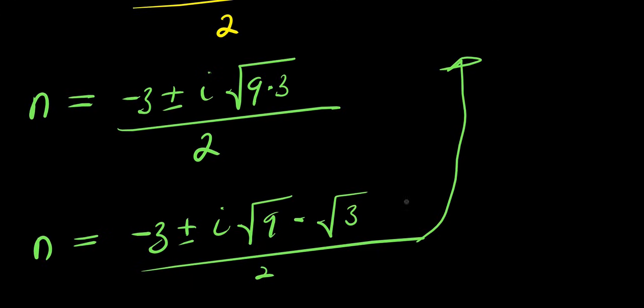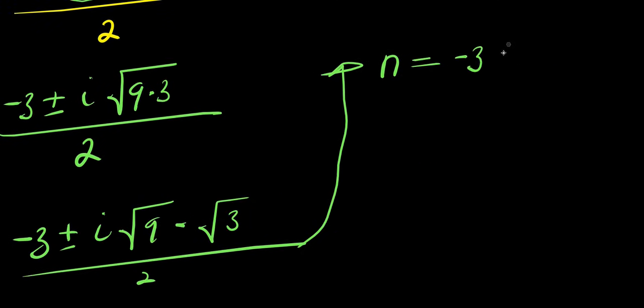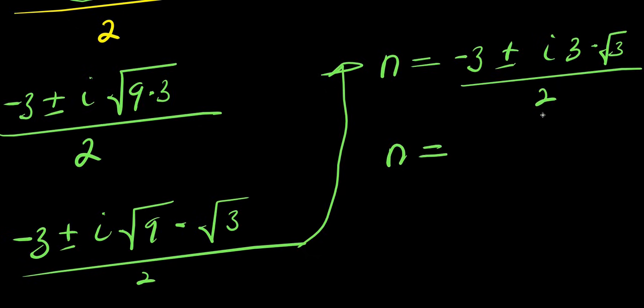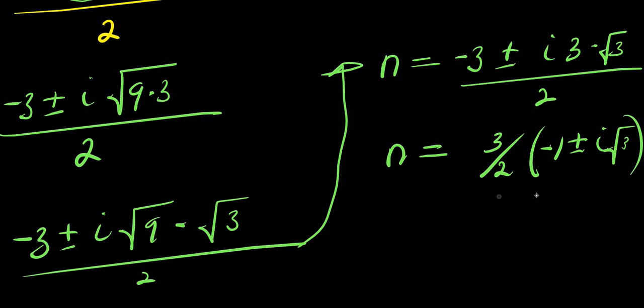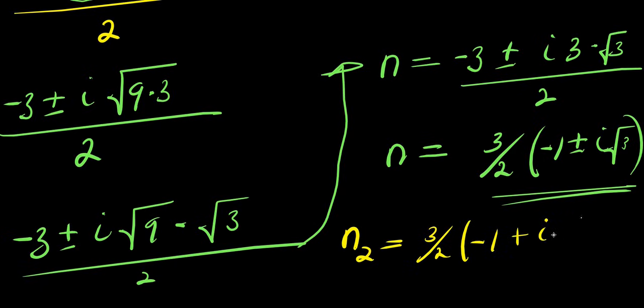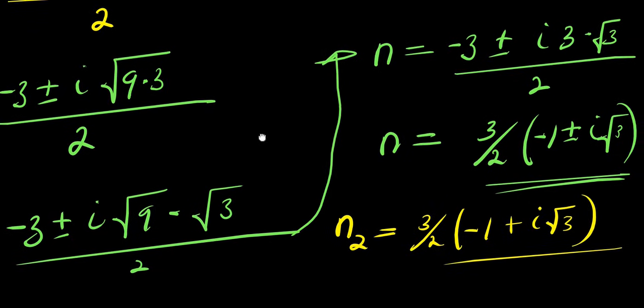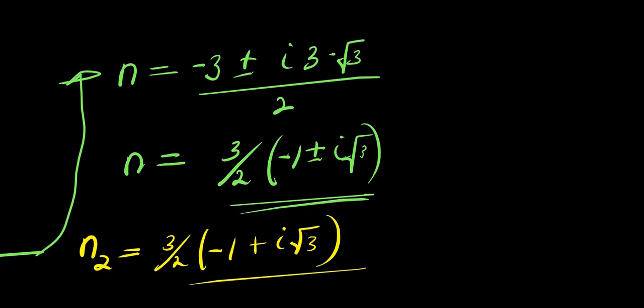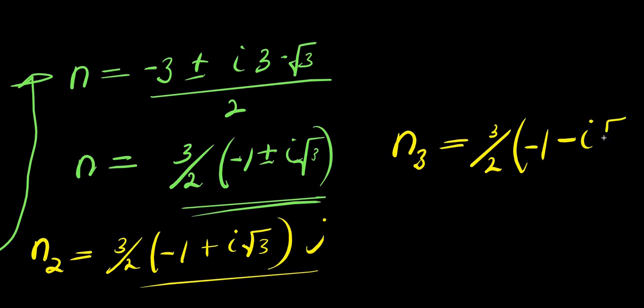So we continue from here. We have n equals negative 3 plus or minus i times square root of 9, that is 3, times root 3, divided by 2. We have n equals, we factor out 3 over 2, negative 1 plus or minus i times root 3. So we have two complex values for n. n2 equals 3 over 2 times negative 1 plus i root 3. Also n3 equals 3 over 2 times negative 1 minus i times root 3. So these are the two complex values for n.